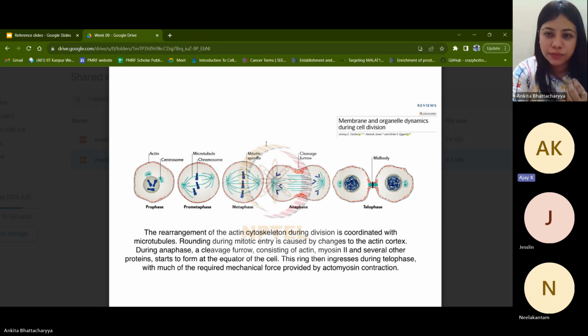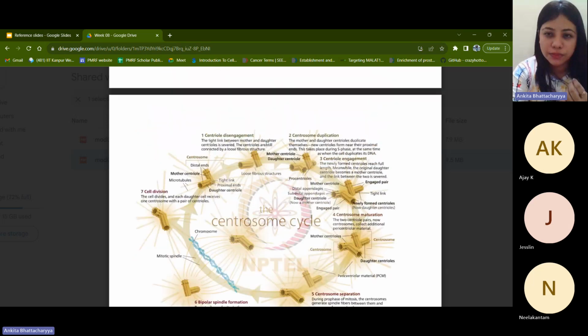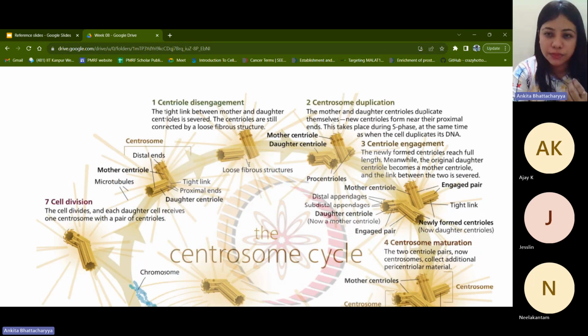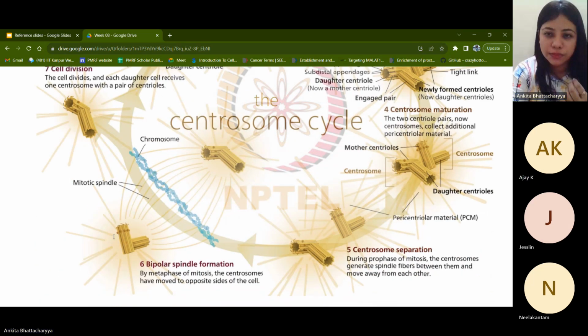Centrosome and centrioles, one and the same thing or different? No, they're different. It's a very common confusion, but I had shown it in one of my previous slides also. Let me show you in this way.